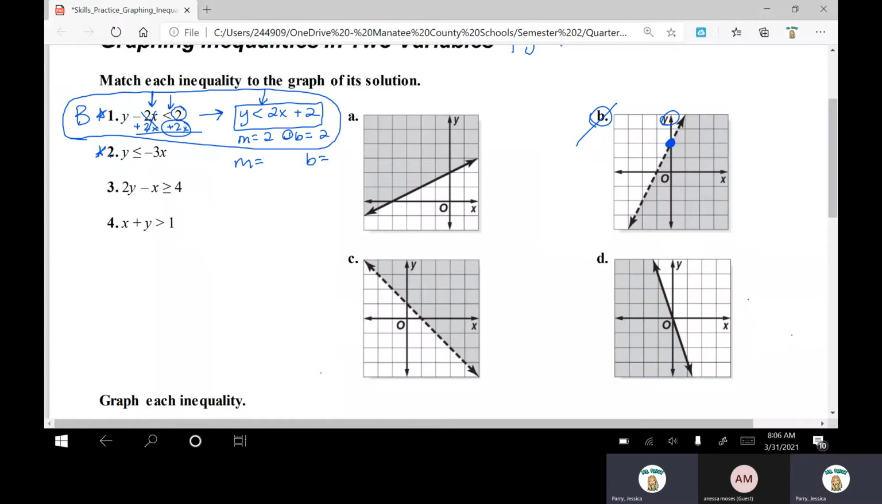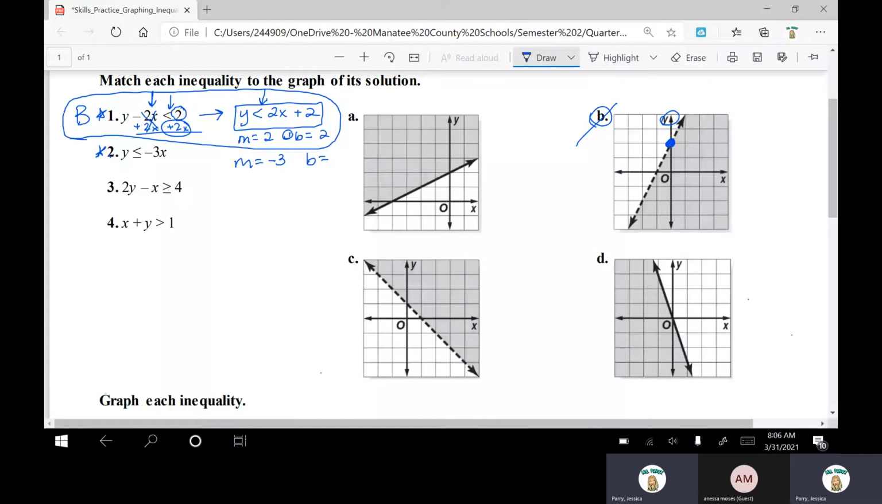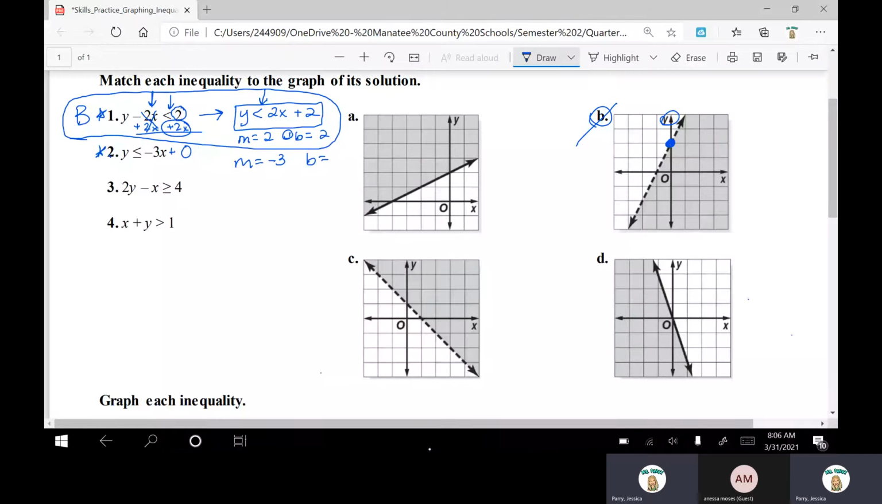So m is everything in front of x. For this one, it's a -3. And b is everything after x. We don't see anything after x. Like, we literally don't see anything. So that means there's nothing there. If you think in your head, what number is nothing? Like, if you have nothing in your bank account, what number would you see in your bank account? You would see 0. Okay, so b for number 2 is 0.